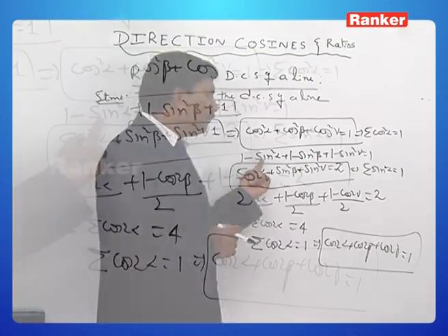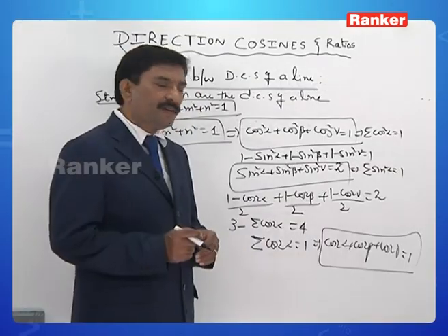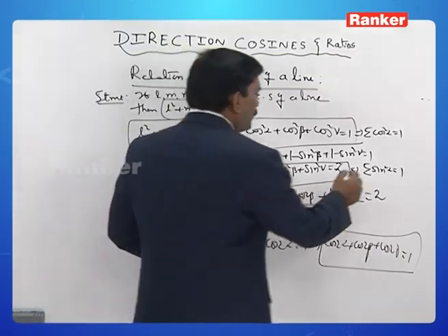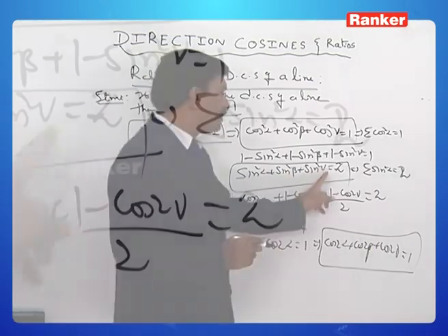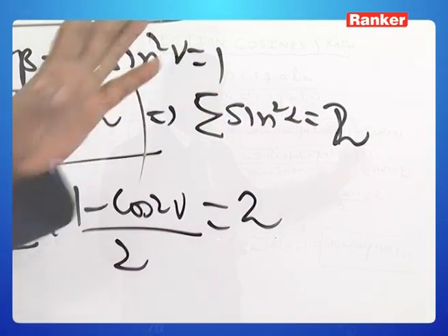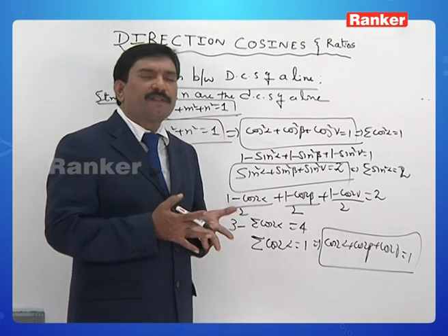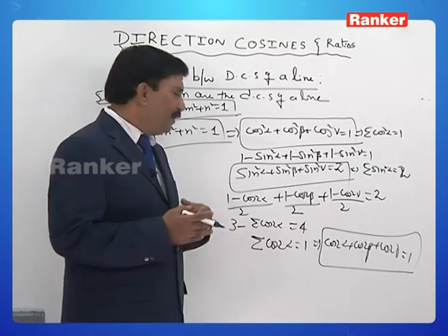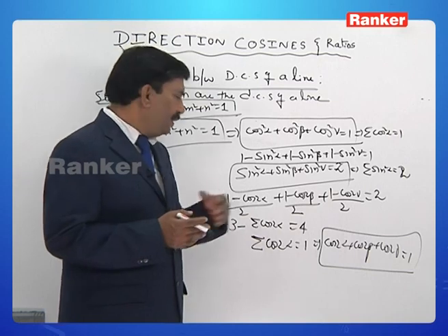So therefore, 1 minus sin square alpha, 1 minus sin square beta, 1 minus sin square gamma is equal to 1. So therefore, I can write sigma sin square alpha is equal to 2. Sigma sin square alpha is sin square alpha plus sin square beta plus sin square gamma, which is therefore equal to 2. Right? Sin square alpha can also be expressed in another form, that is (1 minus cos 2 alpha)/2, (1 minus cos 2 beta)/2, (1 minus cos 2 gamma)/2 is equal to 2.